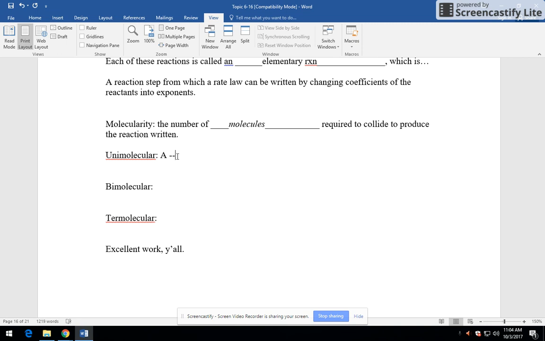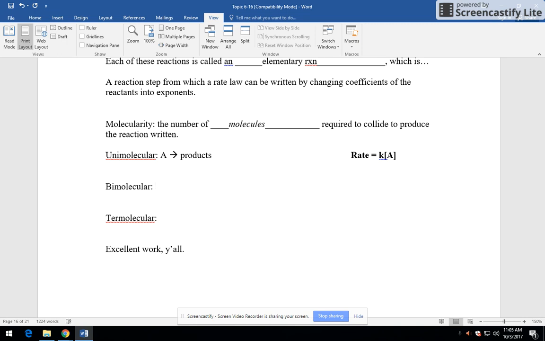Okay, so let me give you an example of a unimolecular reaction, which is one molecule. So we have A goes to products. And what I'm saying is that you can write a rate law from that by changing the coefficients into exponents. Now, this coefficient is only a 1 here, so rate equals Ka. Notice I just took the reactants in this reaction. Now, I'll show you how this works with a bimolecular reaction to make it a little bit more obvious as to where this is all headed.